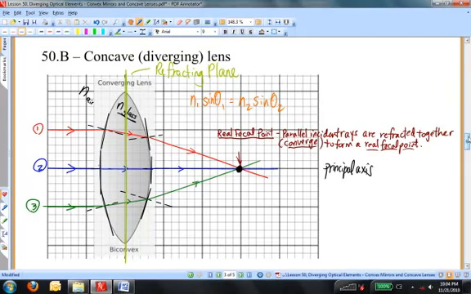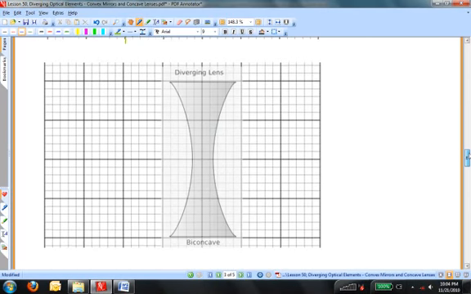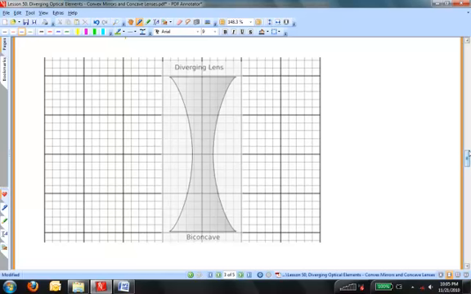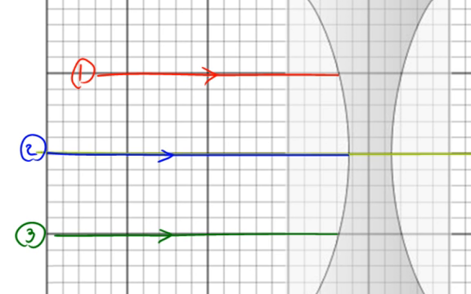Let's contrast that now with a diverging lens. And let's play the same game with three incident rays. Again, we begin with the principal axis. And now let's send in three incident rays that are parallel to each other. Now, what happens when these incident rays strike the lens? Well, the lens is made out of glass. The rays are coming from air.